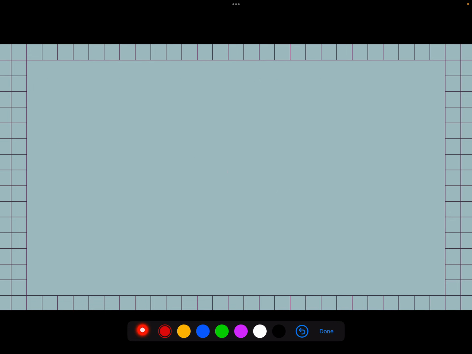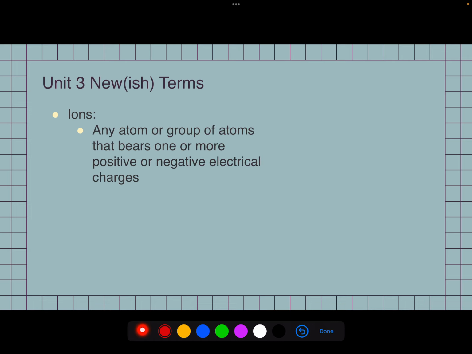All right. So, Unit 3 has some new-ish terms here. So we got ions, all right? So we talked about this before. An ion is any atom or group of atoms that bears, which is wrong, bears, that's funny, one or more positive or negative electrical charges. Okay, so if it has a positive or negative charge, it is no longer an atom, it is now an ion. Okay, so we have cations, right? So remember, cations are going to be our positively charged ion, right?